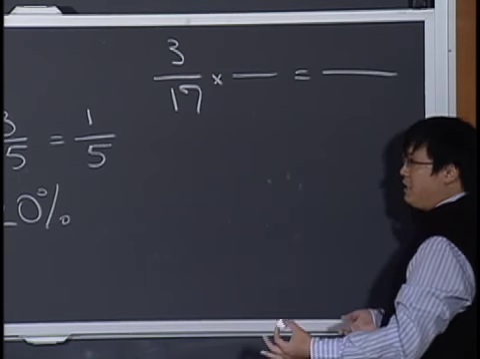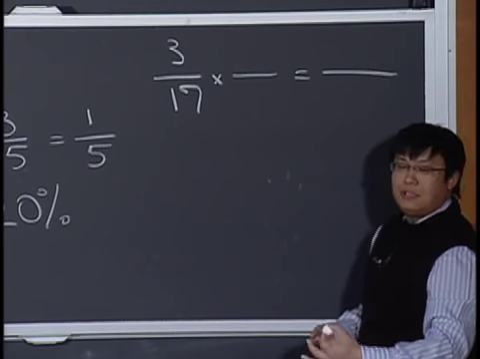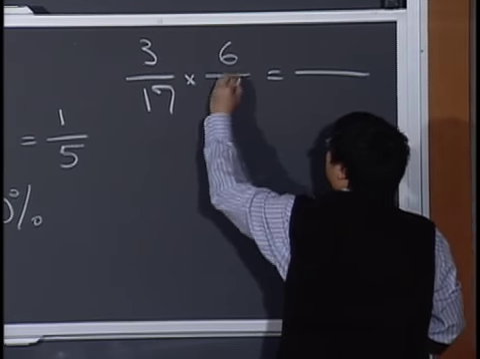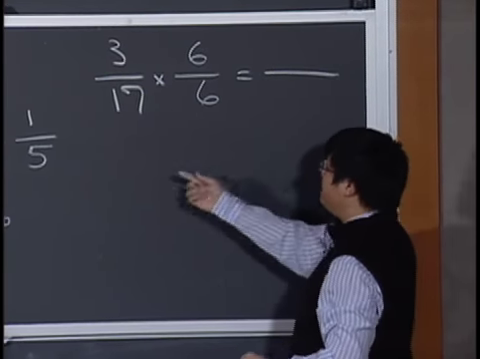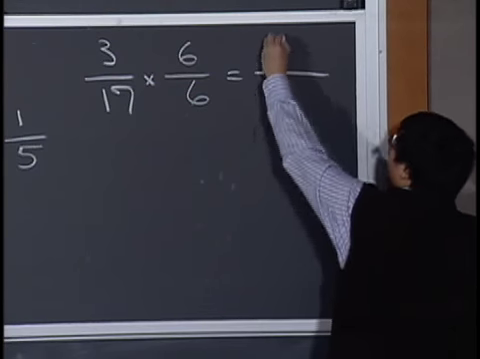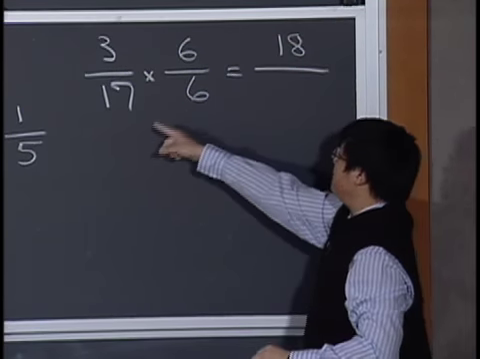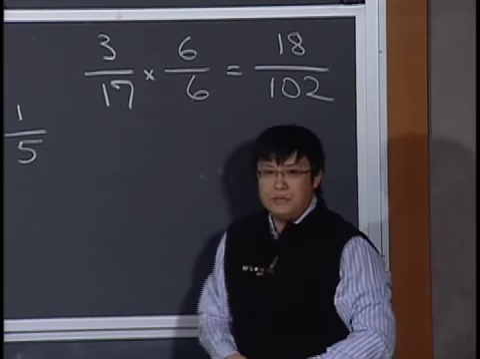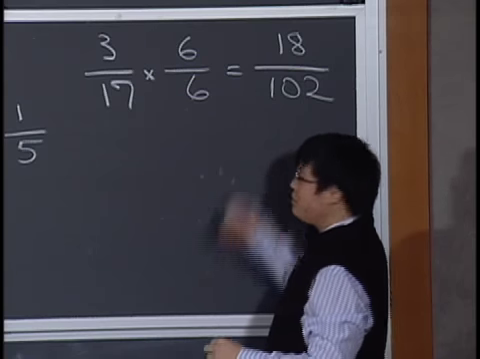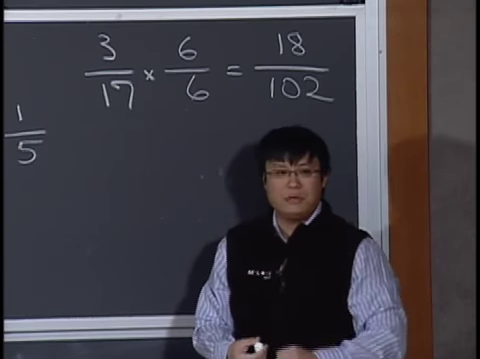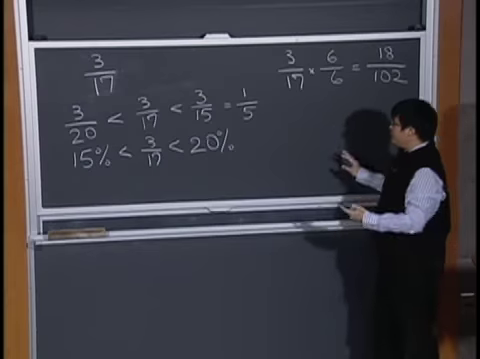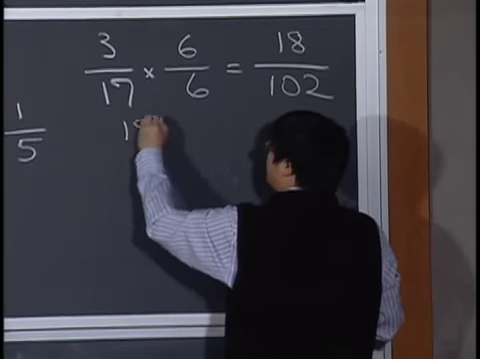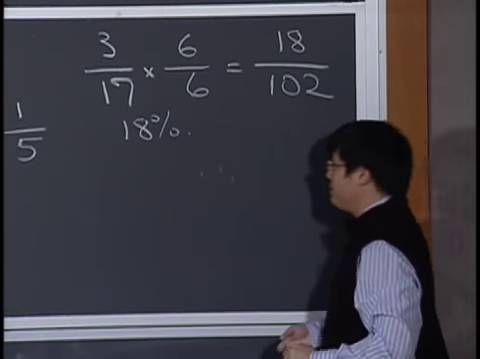Well, we know that 100 divided by 6 is 16 point something something something. So let's try 6 divided by 6. Okay, so we multiply 3 over 17 by 6 over 6. We will get 18 over 17 times 6, which is 102. And 102 is very close to 100. So 18 over 102 is approximately equal to 18 over 100. So we know that 3 over 17 should be approximately equal to 18%. So this is our more refined answer.